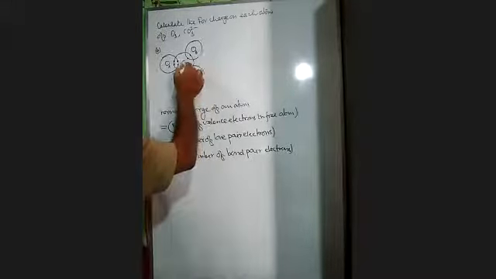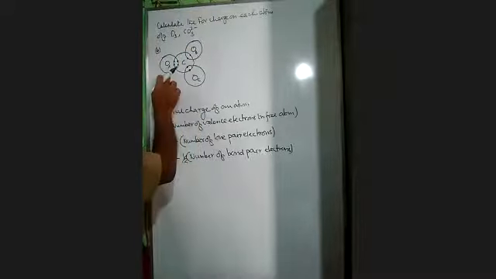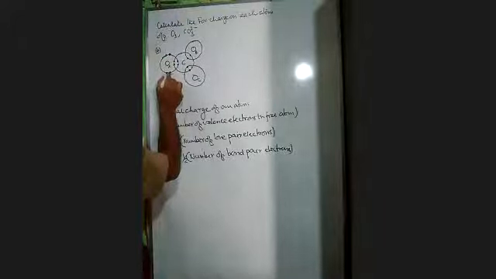2, 3, 4. How many electrons are still left? 2 electrons are there. Out of these 6, one we have put here. Okay, let me finish this one. Oxygen has 3 electrons, 2 are here. So, 3, 4, 5, 6. It has become octet. All right?